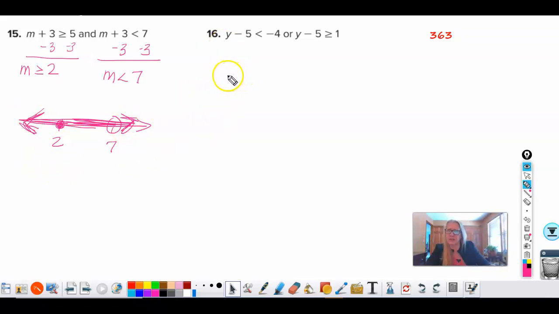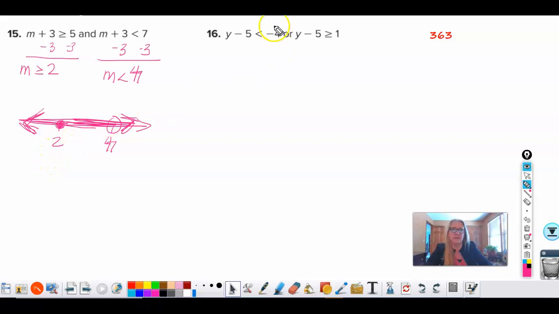Weird, I managed to get 2 of those. I wonder if I made a mistake. Oh, I did. Look at this. 7 minus 3 is 4. What the heck was I thinking? M is greater than or equal to 4. M is less than 4. Oh, well, so this would have been a 4. It doesn't really change much.